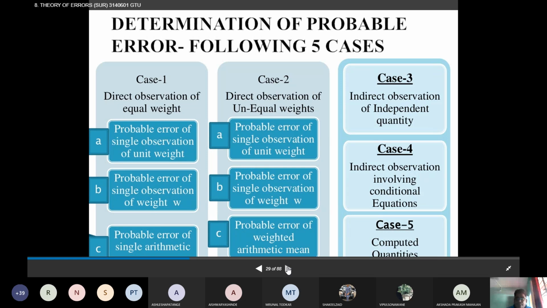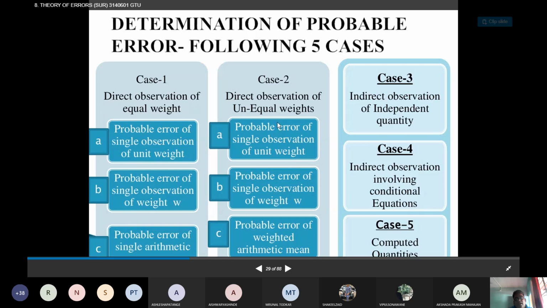Now under case 1, you have to look at direct observation of equal weight. There are 3 subcases. The first one, case A, is the probable error of the single observation of unit weight. Then the probable error of the single observation of weight assigned as W, and the C part, the probable error of the single arithmetic mean. So under case 1, there are these 3 subcases.